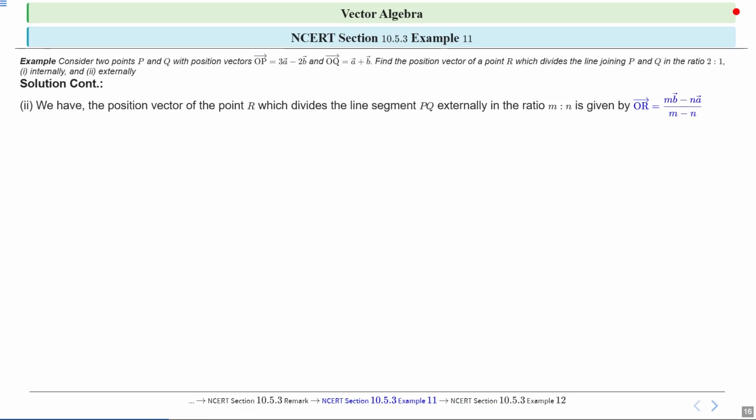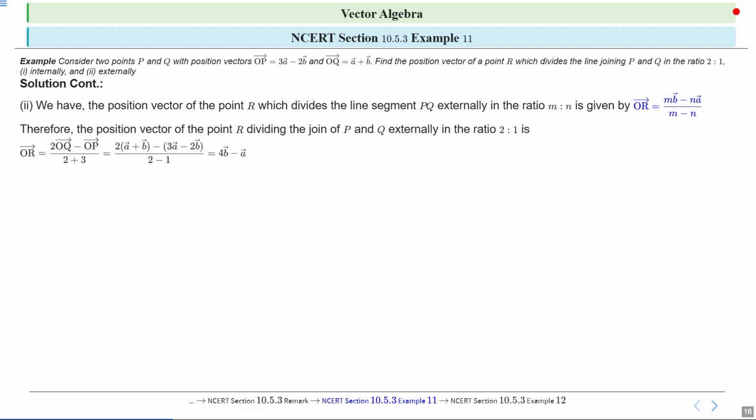Second part, we have the position vector of point R which divides the line segment PQ externally in the ratio m is to n, given by OR vector is equal to (m b vector minus n a vector) upon m minus n. Therefore, the position vector of the point R dividing the join of P and Q externally in the ratio 2:1 is OR vector equal to (2 OQ vector minus OP vector) upon 2 minus 1, which is equal to 2 times (A vector plus B vector) minus (A vector minus 2B vector) upon 2 minus 1, which is equal to 4B vector minus A vector.